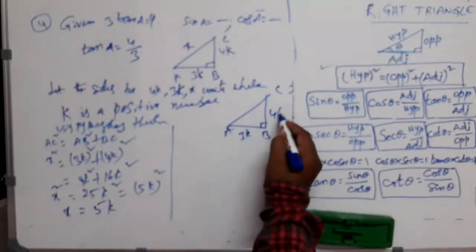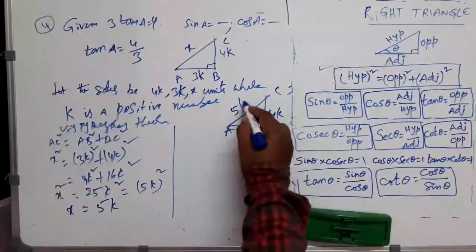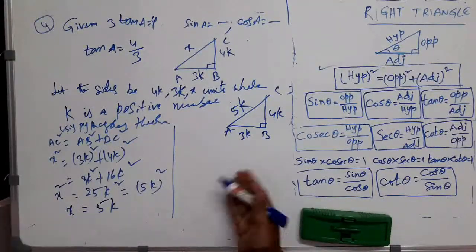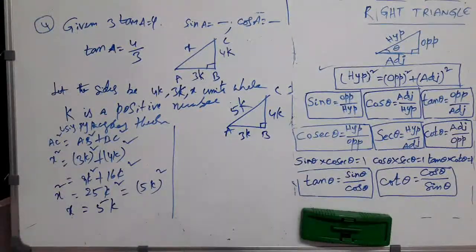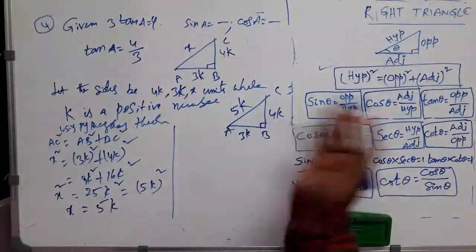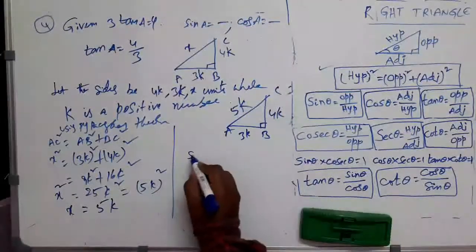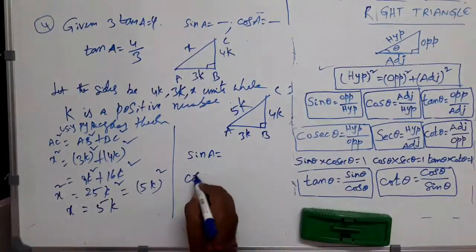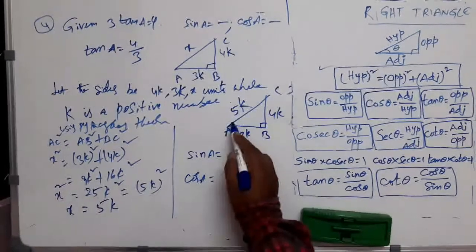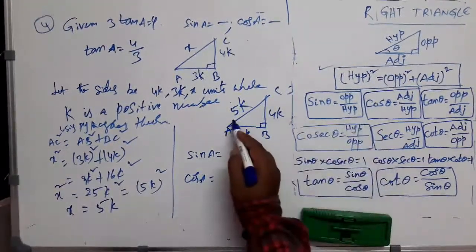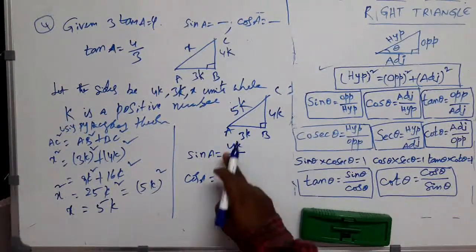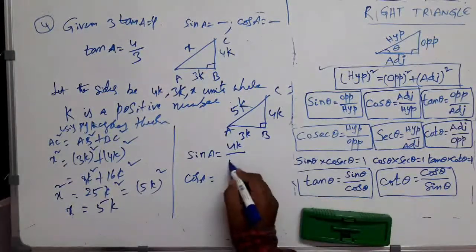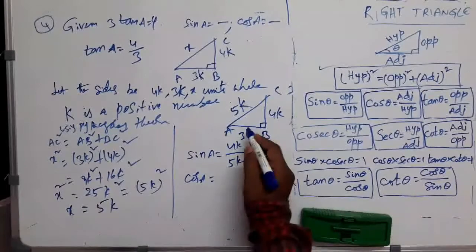So now my triangle appears like this: this is 3k, this is 4k, and the value of x is 5k. Now I know the lengths of all three sides in terms of k, so I can find the value of any ratio. I need the value of sin A and cos A. What is sin A? For this angle, sine is opposite side by hypotenuse, which is 4k divided by the hypotenuse AC, that is 5k. So this is 4 by 5, because k and k get cancelled.